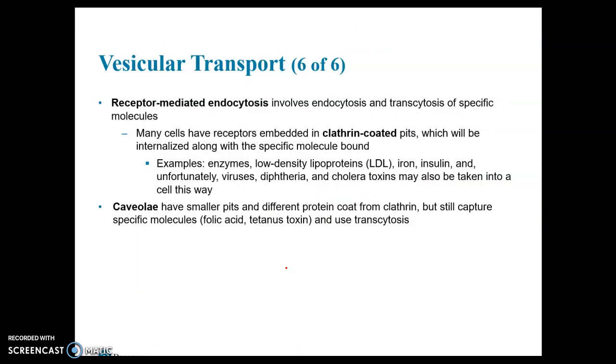Now, there's another type of endocytosis that is specific to what it brings into the cell, and it's called receptor-mediated endocytosis. It involves endocytosis and also a process called transcytosis, and the molecules are specific. It does this with very specific molecules.